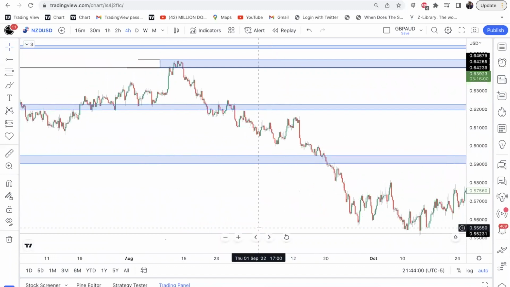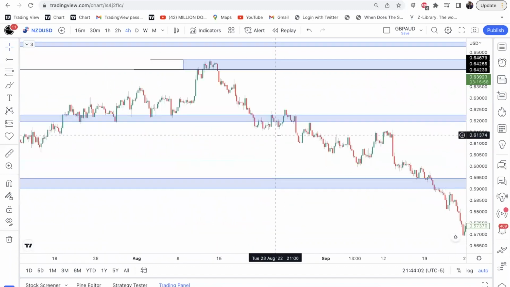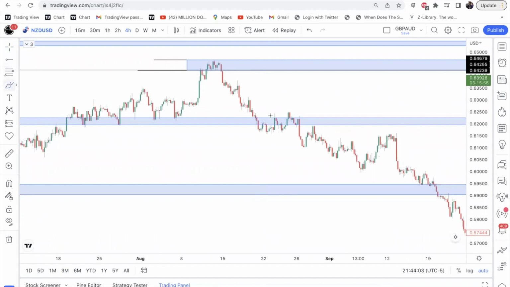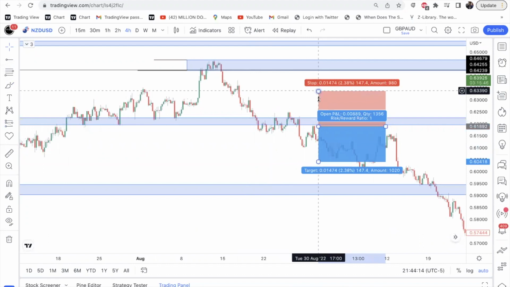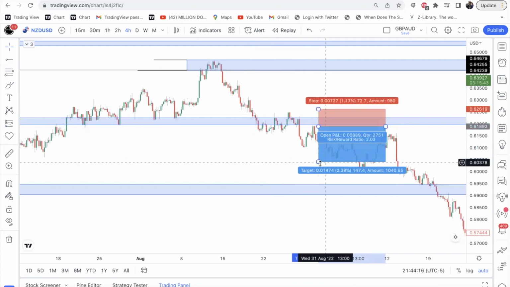Yeah, so that's pretty much the basis of it all. You just focus on structure. Like here, broke below this level of structure, pulled back. On that pullback, look for your entries. Stop loss above, write it down.